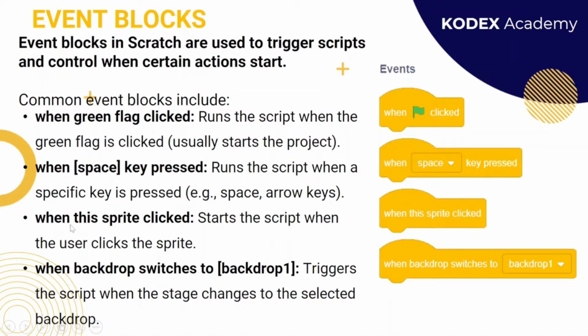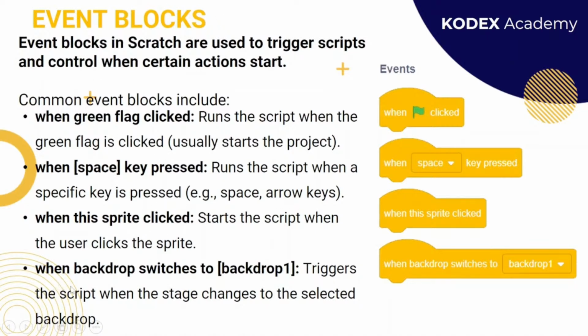Now the next one is when this sprite clicked. Here you can give a beautiful animation. Whenever you click any sprite, on the basis of that your script will start. Suppose you choose multiple sprites in your program, and you choose when a particular sprite is clicked, then only this game is going to start. You can manage your event: only when this particular sprite is clicked will your event start, otherwise it will stop. So on the basis of that you can manage your event with the help of this event block.